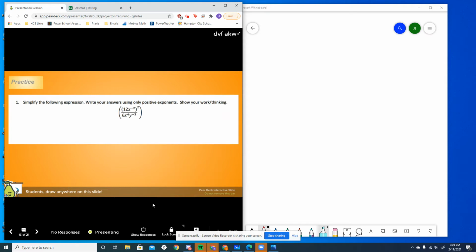All right, so this one says, simplify the following expressions. Write your answers using only positive exponents. Show your work and your thinking. I want you guys to write this all down because you're going to submit it into Google Classroom.